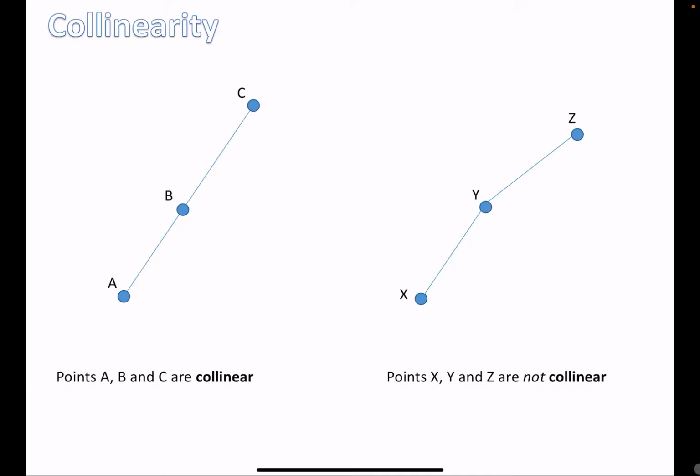So here A, B, and C are collinear, but X, Y, and Z are not collinear because they're not in a straight line. And quite often when we're dealing with vectors, we're asked to prove that 3 points are collinear with one another, okay? The difficult bit is the proof at the end. The actual working is not too difficult, okay?